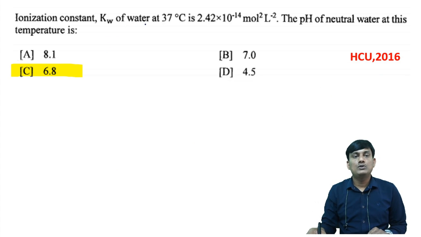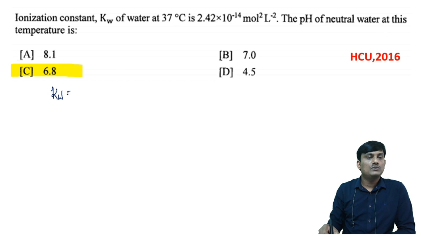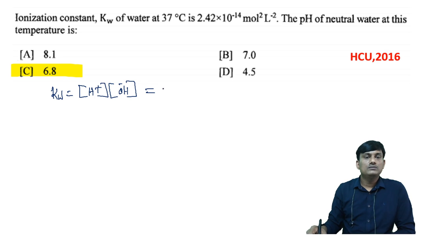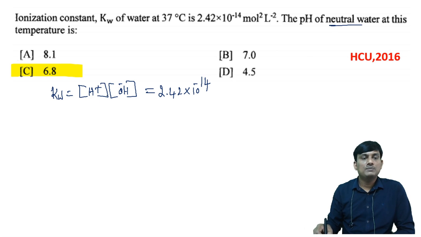The ionization constant Kw of water at 37 degrees centigrade is 2.42 into 10 to the power of minus 14 mole square liter power minus 2. The pH of neutral water at this temperature is? Kw is given. Kw is concentration of H plus and concentration of OH minus, is equal to 2.42 into 10 to the power of minus 14. At neutral condition, concentration of H plus is equal to OH minus.